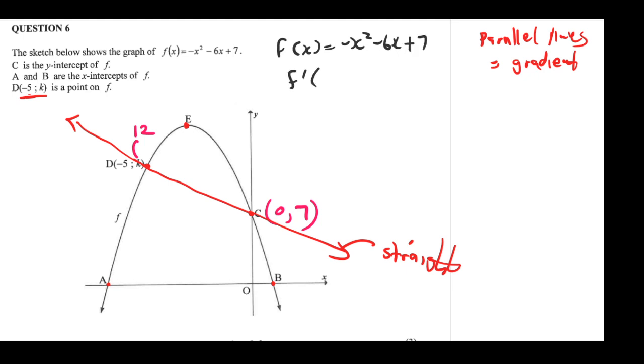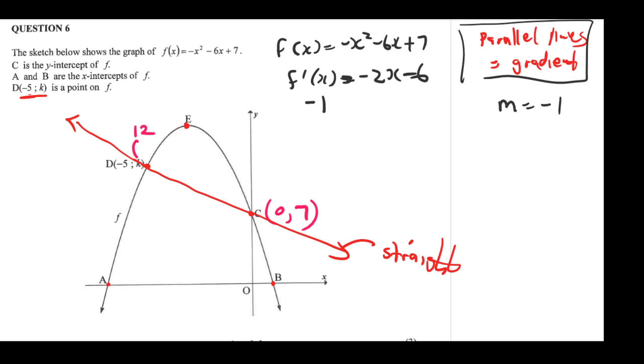So we find the derivative here. It's equal to minus 2x minus 6, right? This is the first derivative. And we're told that it's parallel to this straight line. So as I said, parallel lines have equal gradients. So the gradient of the straight line is m equals minus 1. It means this gradient is also minus 1. So minus 1 equals minus 2x minus 6.